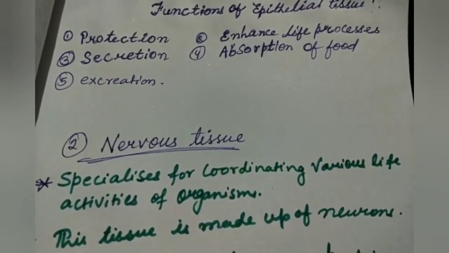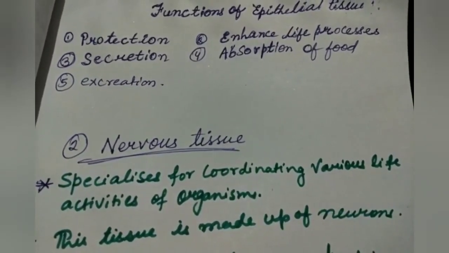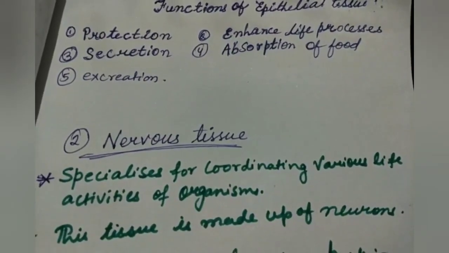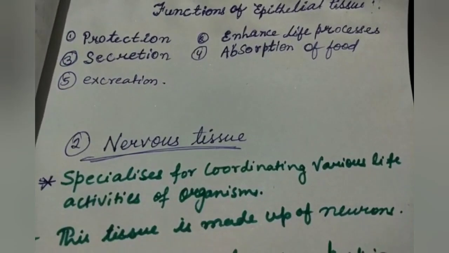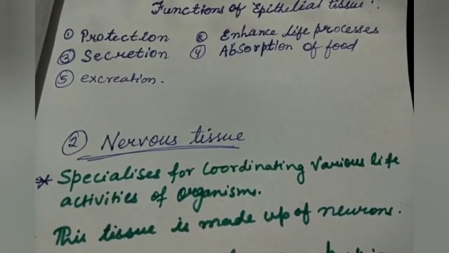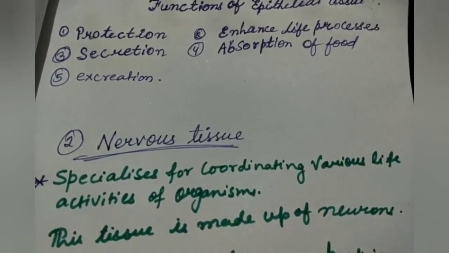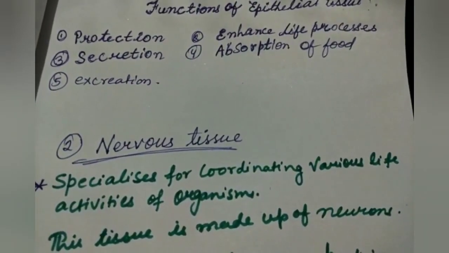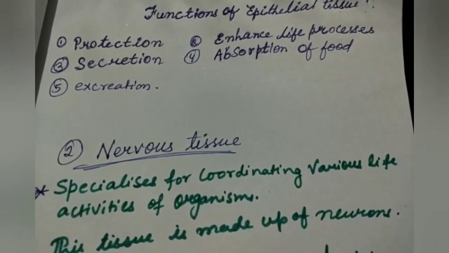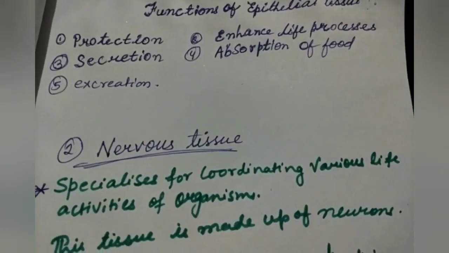Third is secretion. A number of epithelial cells are modified to produce secretions, which could be in the form of hormones or enzymes. The fourth is absorption of food. So they form the lining in the small intestine and so they help to absorb nutrients.